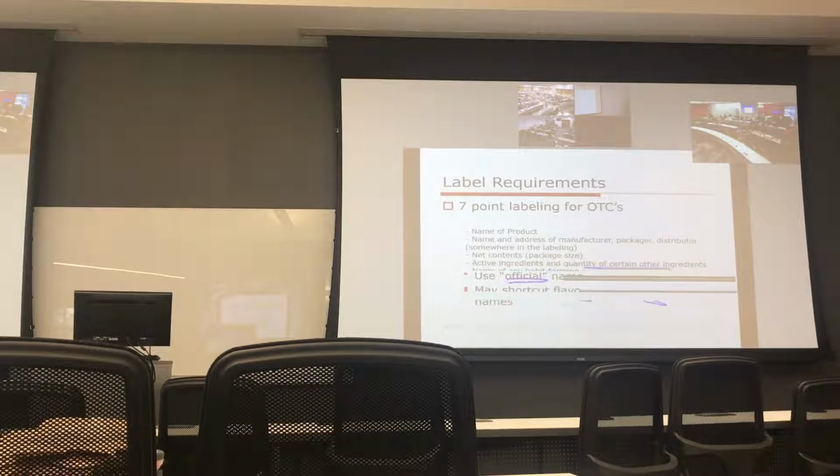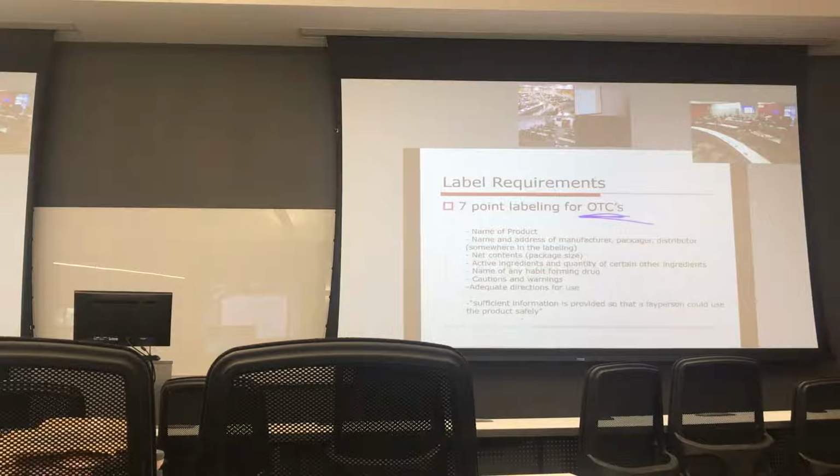Shifting gears a little bit to the OTC label. Again, these are the ones that have to have a label that includes adequate directions for use by the common layperson. They have specific wording on there, and the level of understanding they would have, sufficient information provided so that a layperson could use the product safely. Doesn't mean that we're not able to give them some additional information on that.